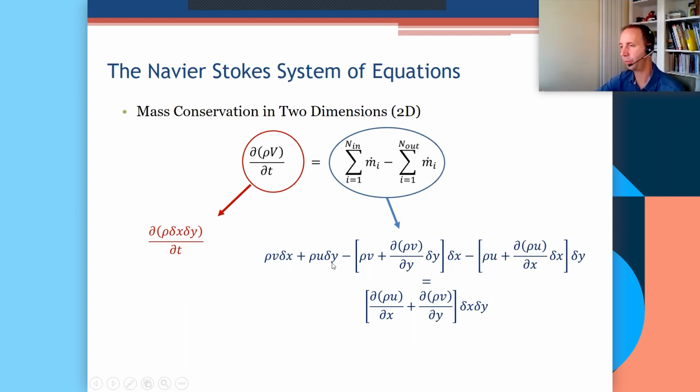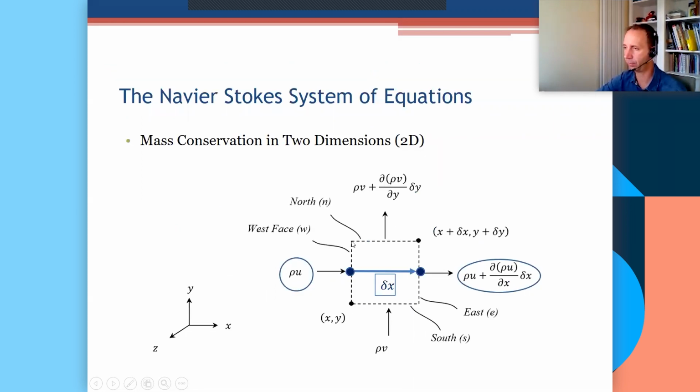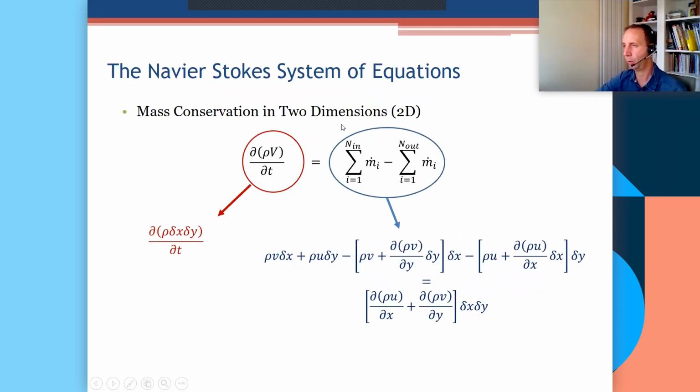You do the same for the north and east. So the mass flow rate through that face is all this, multiplied by the area, which is delta x. And the mass flow rate through this one is all this, multiplied by delta y. We have them now. So all of this is what we've written right here.